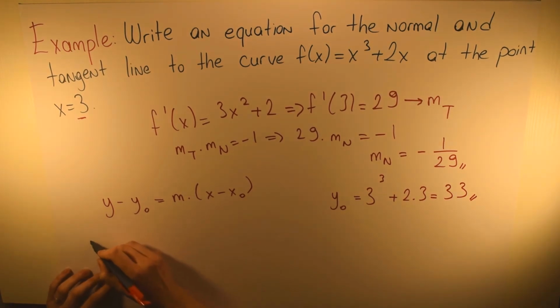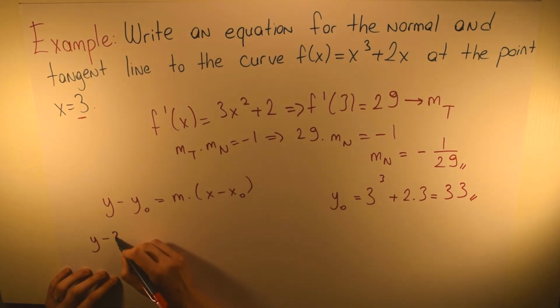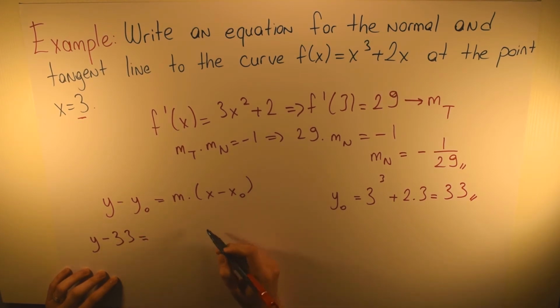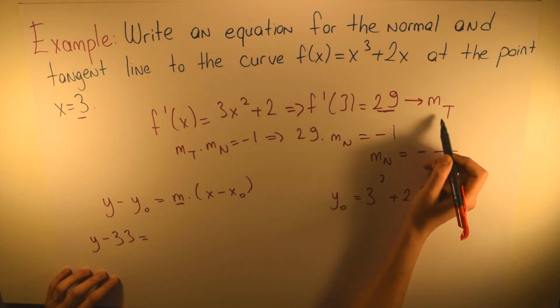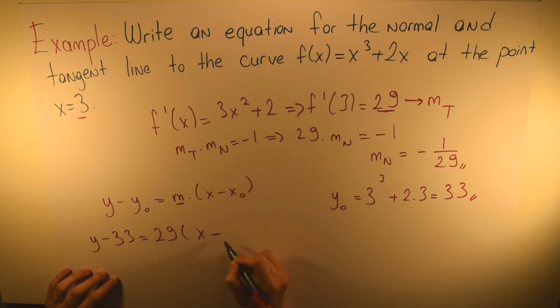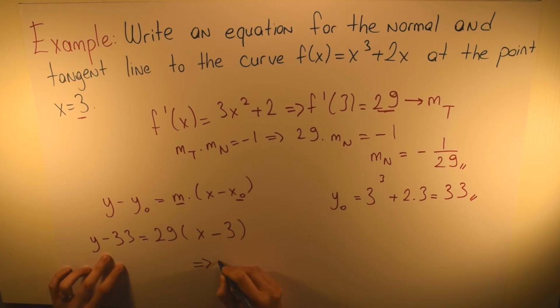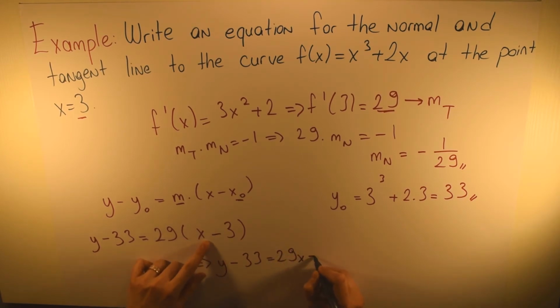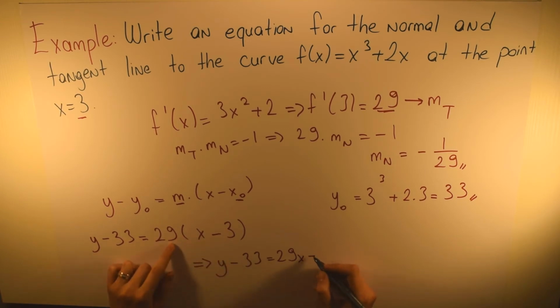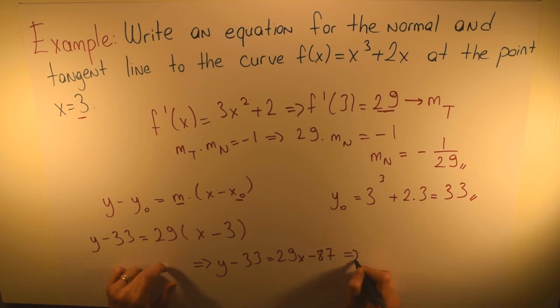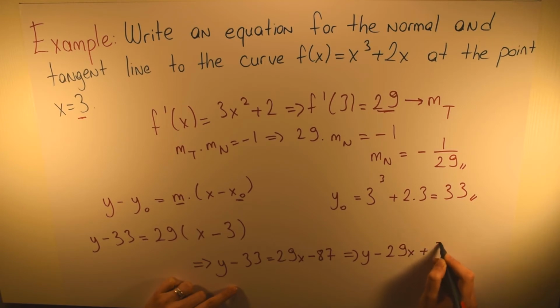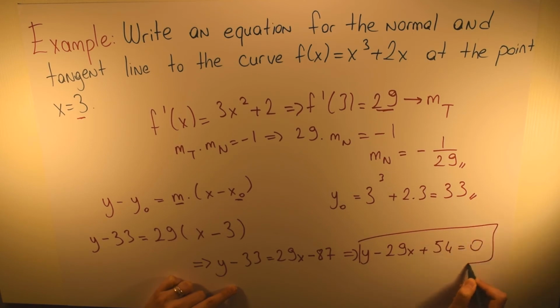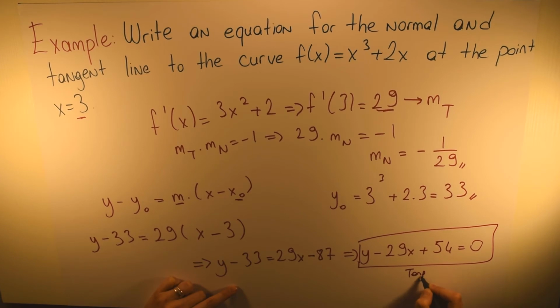Let's do that. So here we have y minus y0, it's 33, is equal to, let's first write our tangent line. So here for m, we will use this one, right? The slope of tangent line, which is equal to 29 times x minus our x0 is equal to 3. Okay, so from here we will get y minus 33 is equal to 29 times x minus, this is 29 times 3, this is 3 times 9, 27, it's 87. Okay, so we will put them all together, and from here y minus 29x plus 54 is equal to 0. So this is the equation of the tangent line.